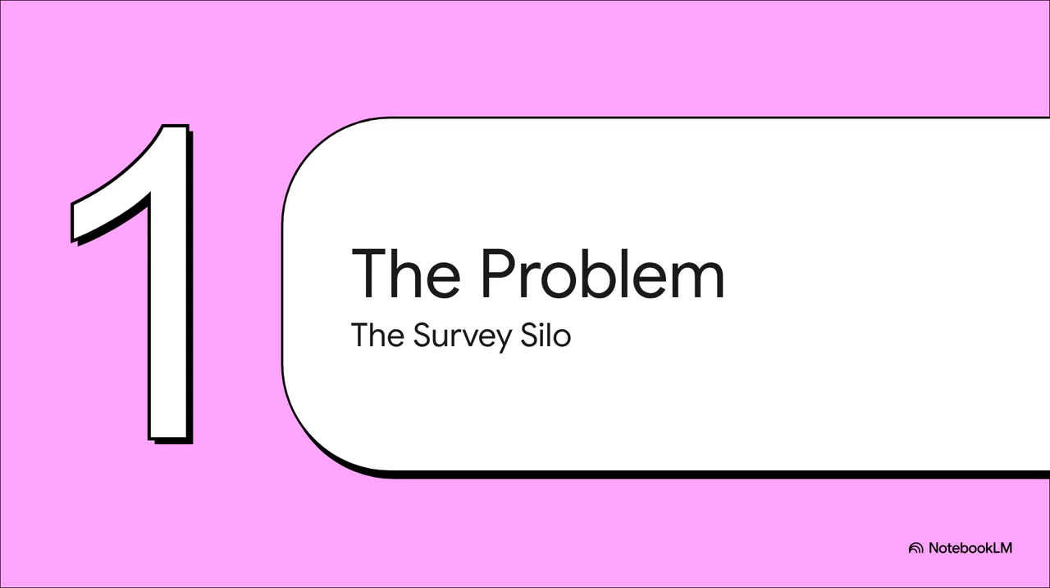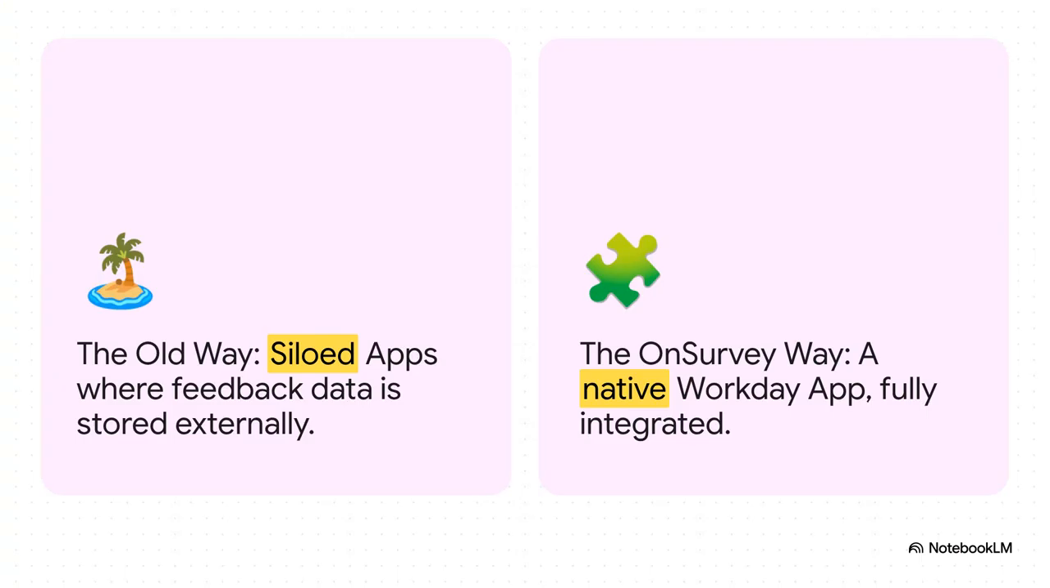It's that classic problem where your super valuable feedback lives in one application and your core HR data lives somewhere else entirely. The two systems just don't talk to each other, and that, as you probably know, creates all sorts of headaches. This slide just frames the whole situation perfectly. You've got the old way, which treats your survey tool like this separate little island of information, totally cut off from everything else. And then you have the OnSurvey approach, which aims to make it part of the mainland, a native app fully integrated with Workday right from the get-go.